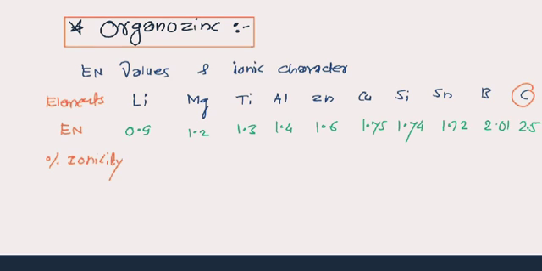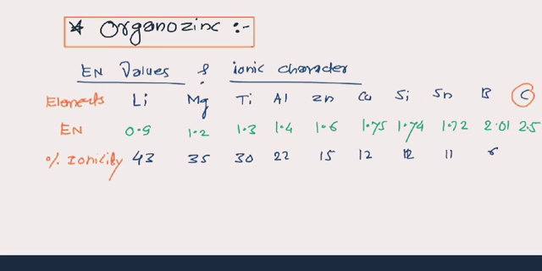Here the highest ionic character, for lithium, is 43. Then this is 35, this is 30, this is 22, this is 15, this is 12. Then silicon also has the same character, then we have 11, and lastly 6. So by using this table, one can simply conclude that the more the difference between carbon and the particular metal, the more the ionic character. And today we'll discuss zinc.